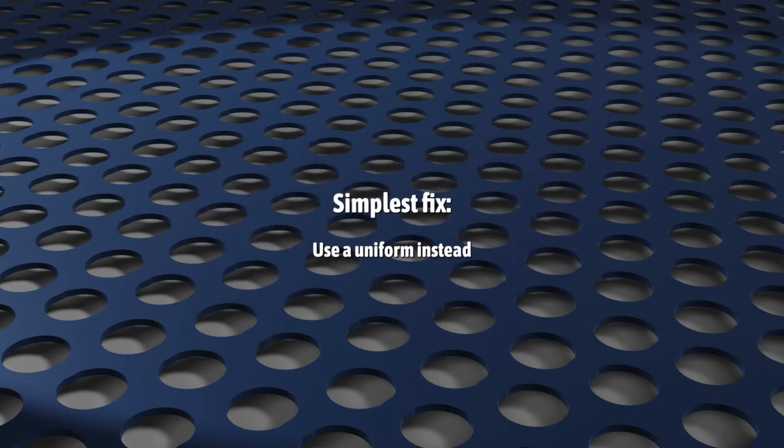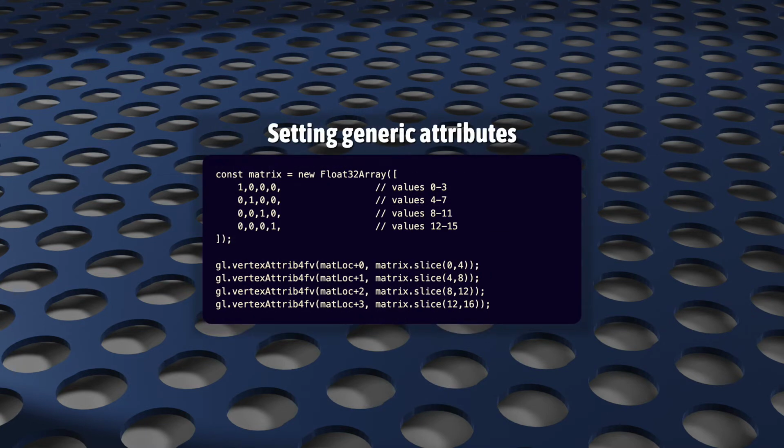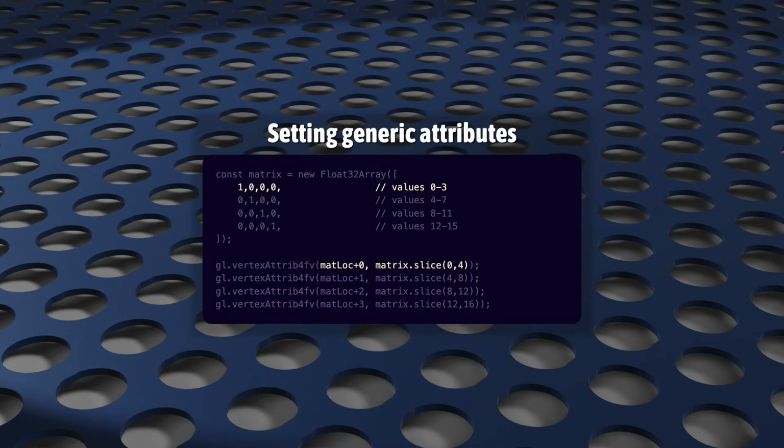So if you don't mind changing your shaders, you could just use a uniform and be finished in a single function call. If you can't do that, well, then you have to call vertexAttrib4f or vertexAttrib4fv 4 times to set a mat4 attribute. That would look like this. The first row of 4 floats goes in the attribute's location, the second goes into location plus 1, the third into location plus 2, and the last into location plus 3.